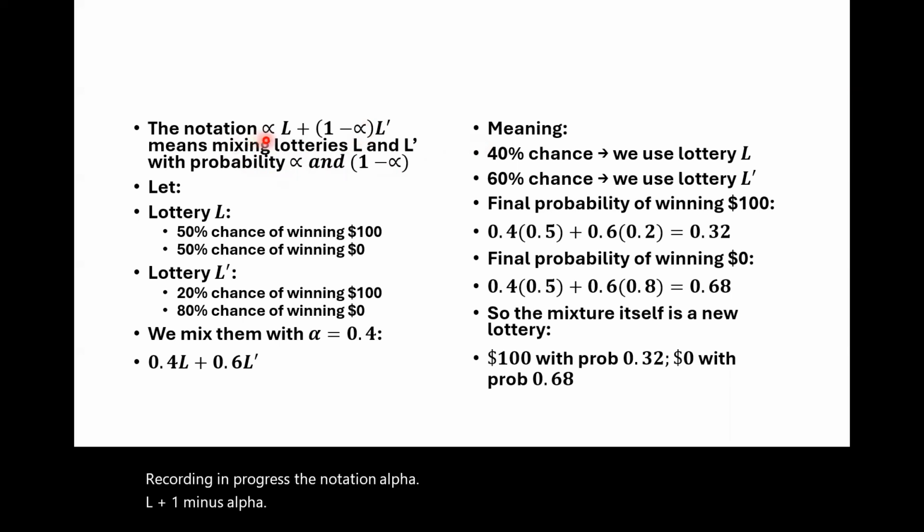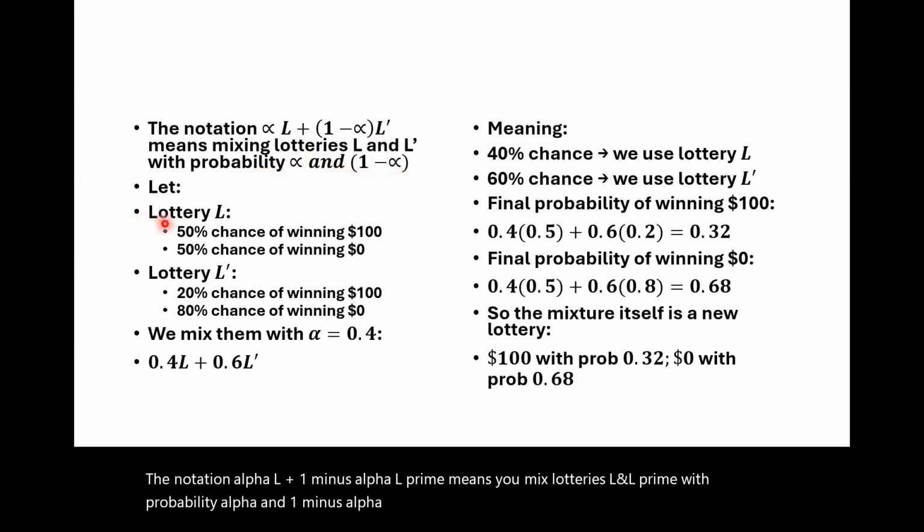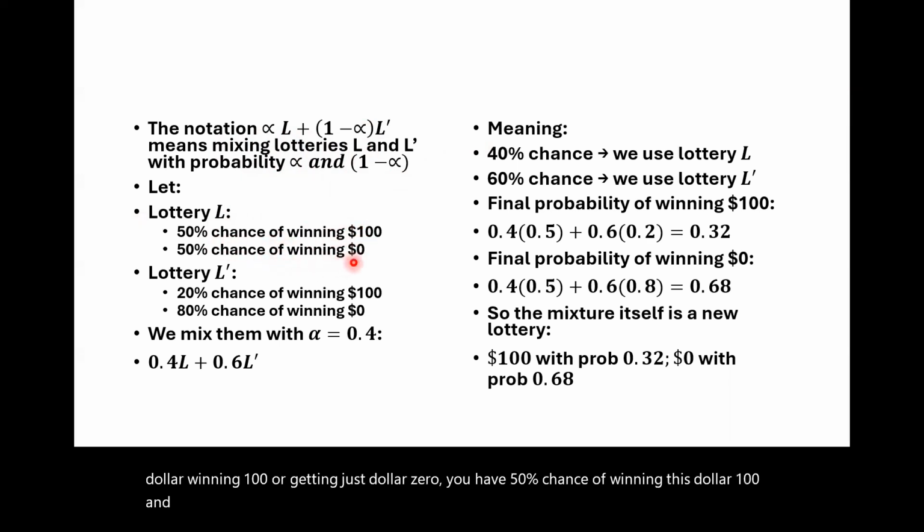The notation alpha L plus 1 minus alpha L prime means you mix lotteries L and L prime with probability alpha and 1 minus alpha. So, supposing that lottery L has two outcomes, winning $100 or getting just $0. You have a 50% chance of winning this $100 and a 50% chance of winning $0.